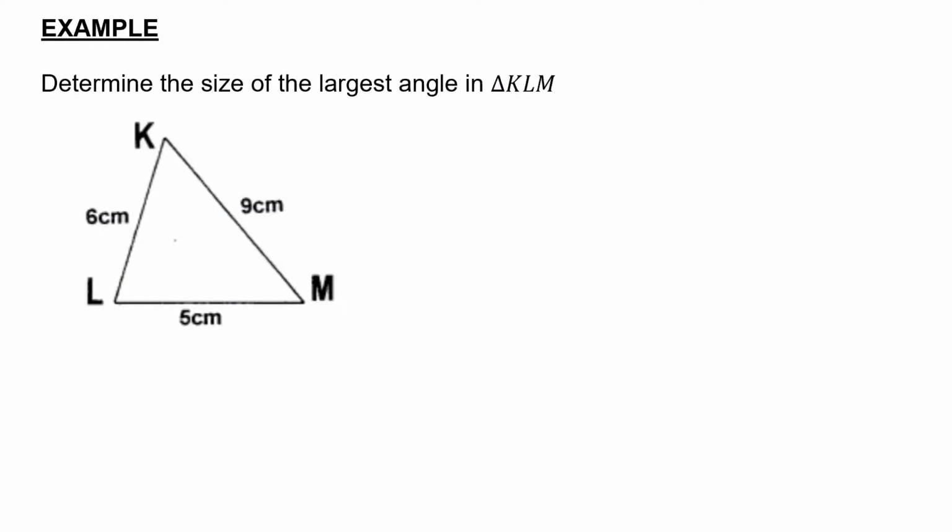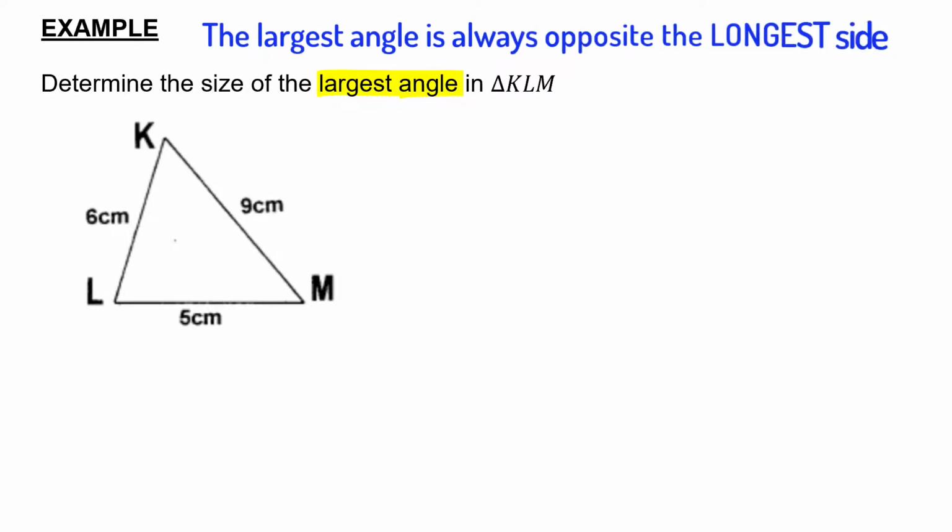So in this example, we're going to use the cos rule, but we're going to be finding an angle instead of a side. But the trick in this question comes in because it says determine the size of the largest angle. Now, the way that you can find the largest angle, and you'll need to make a note of this for yourself, is that the largest angle is always opposite the longest side. So the largest angle is opposite the longest side.